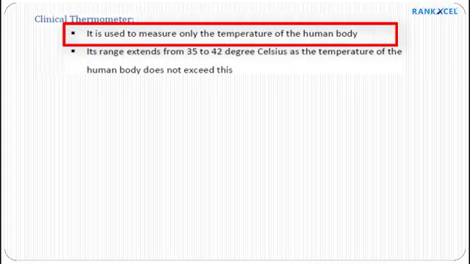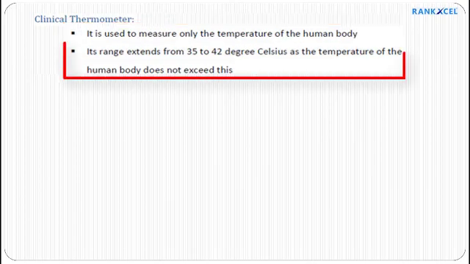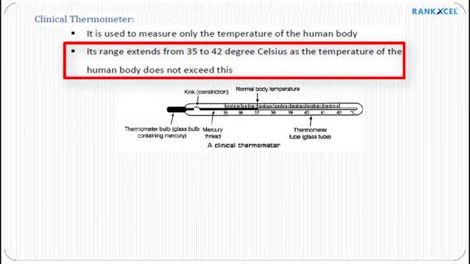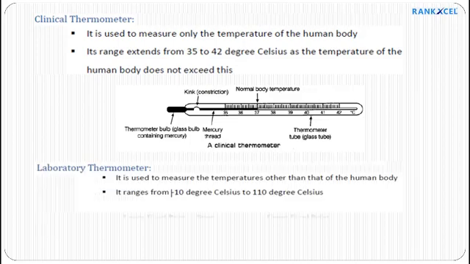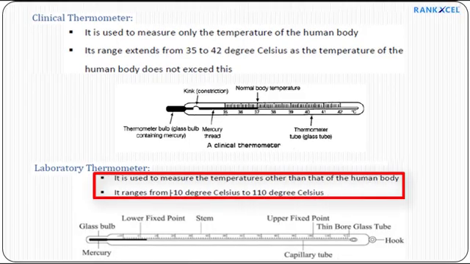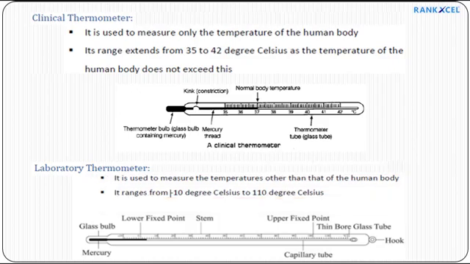Clinical thermometer. It is used to measure only the temperature of the human body. Its range extends from 35 to 42 degrees Celsius as the temperature of the human body does not exceed this. Laboratory thermometer. It is used to measure the temperatures other than that of the human body. It ranges from -10 degrees Celsius to 110 degrees Celsius.